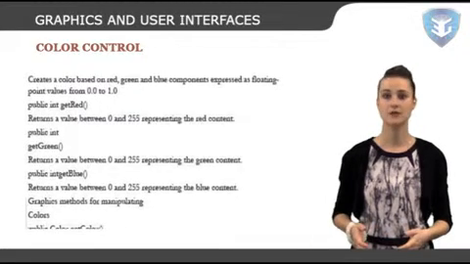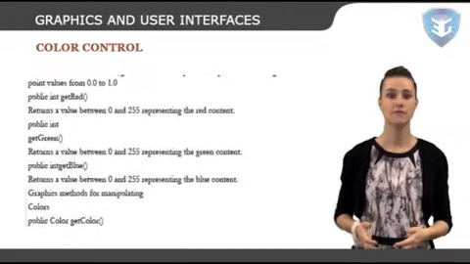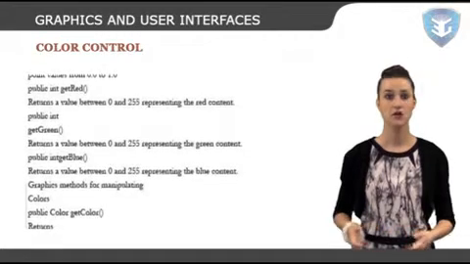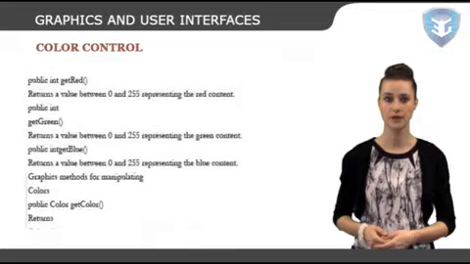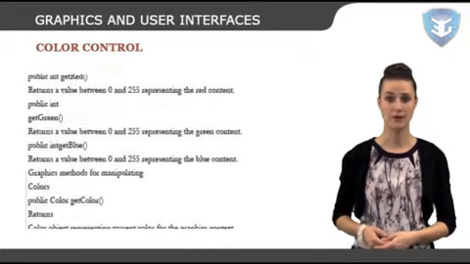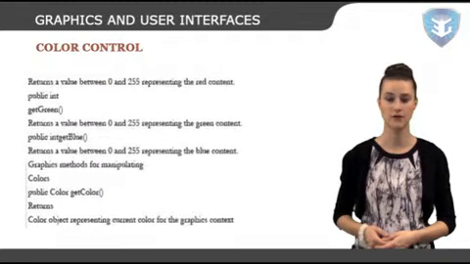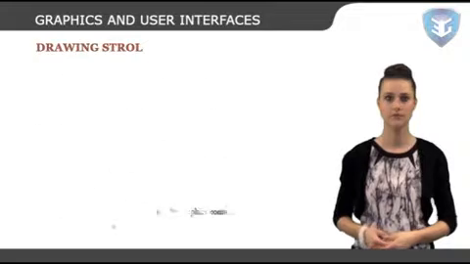The int values must be in the range 0 to 255, and the float values in the range 0.0 to 1.0. The new color object will have the specified amounts of red, green, and blue. Color methods getRed, getGreen, and getBlue return integer values from 0 to 255, representing the amounts of red, green, and blue respectively. Let's now see how to draw strings.